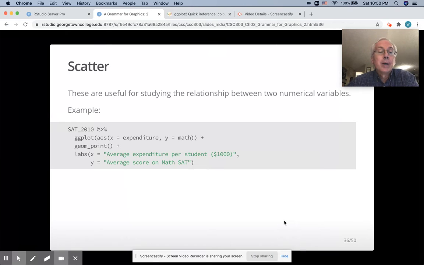So for scatter plots, we've done some work with this already with geom_point. So let's look at the SAT data set again from information from 2010. So expenditure, we want to look at x equals expenditure, y equals math. So let's take a look at this.